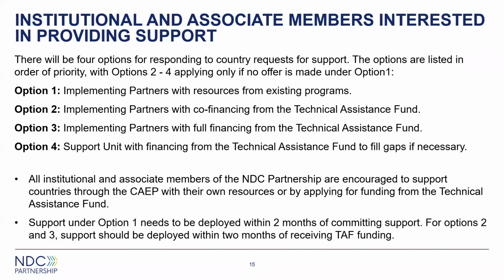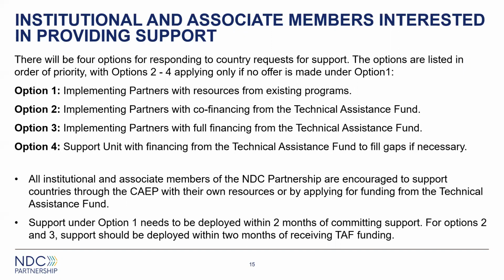Option 2 is implementing partners that will co-finance using some funding from the Technical Assistance Fund. The third option is when that support will be completely financed through the Technical Assistance Fund. And the fourth option is the possibility for the support unit to fill gaps if necessary through providing technical assistance through the Technical Assistance Fund. Just to go back to my initial comment, if an institutional partner is able to provide the support from their own resources, that will be number 1 priority, and will be prioritized over all other options.